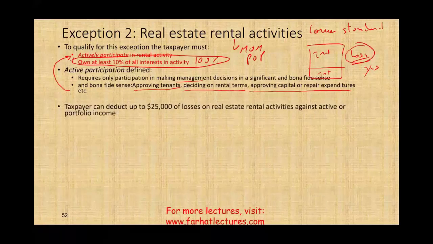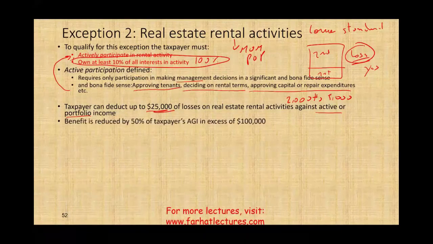Well, guess what? I can deduct up to $25,000 of losses against active or portfolio income. And I still remember every year I would have between $2,000 to $5,000 in losses, depending if I had a lot of repairs that year. So I was always able to deduct the losses. Now, bear in mind, Congress is generous to a point.